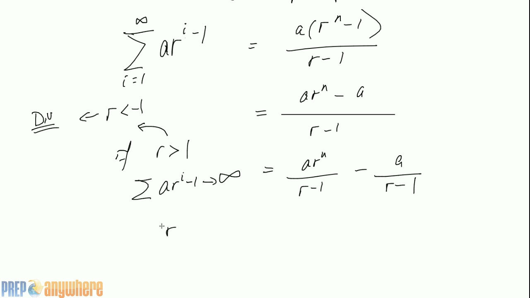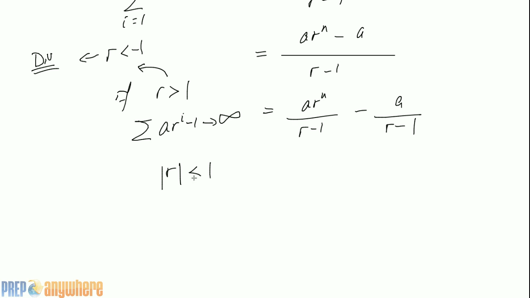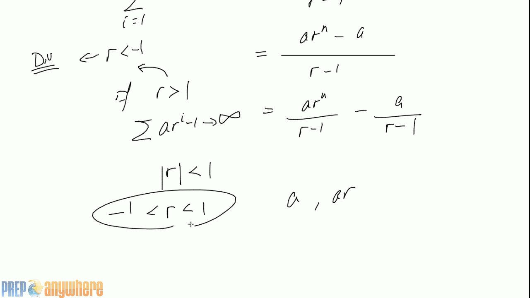Okay, let's consider what happens if the absolute value of r is less than 1, which means r is between negative 1 and 1. So some kind of fraction of values. If you have a r, because r is between negative 1 and 1, a r is going to be smaller than a, and a r squared is going to be smaller than that. It's going to constantly get smaller and smaller and smaller.